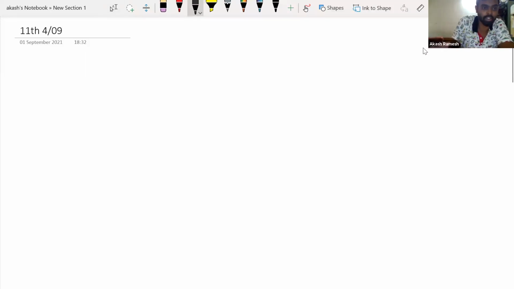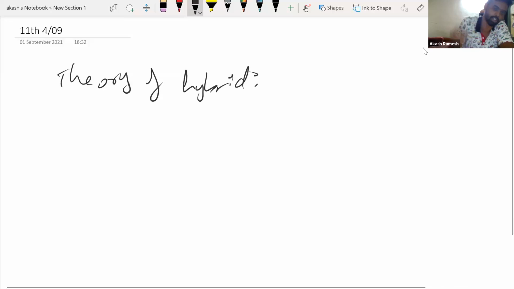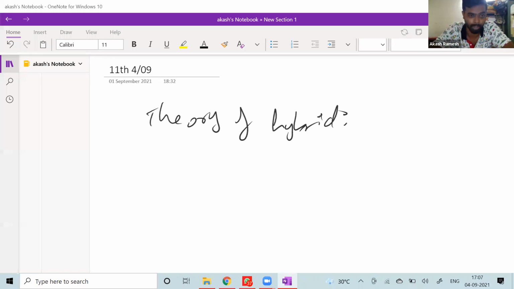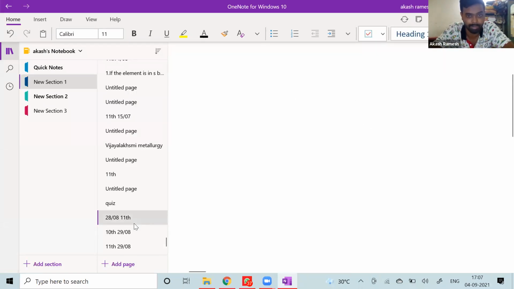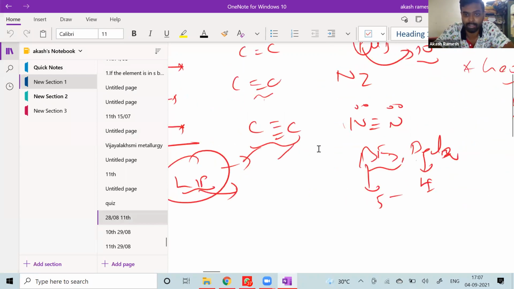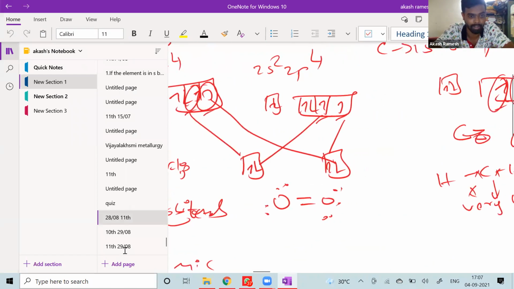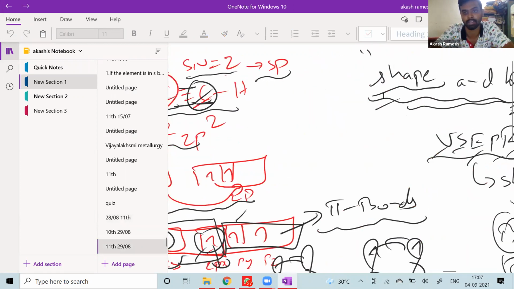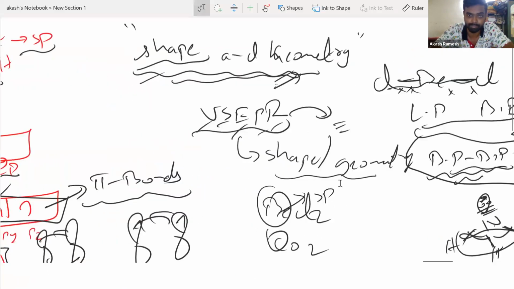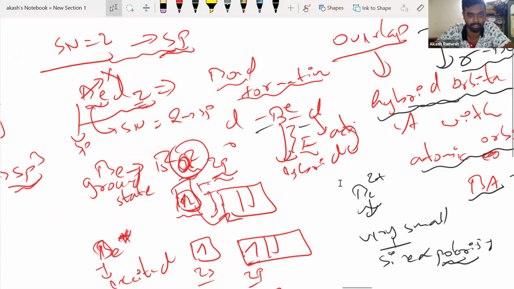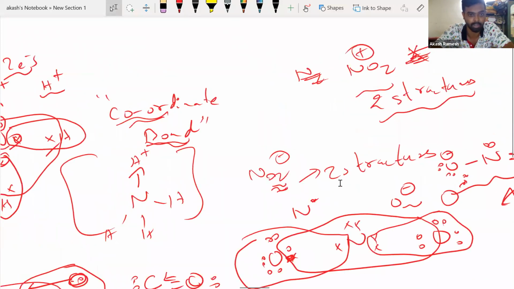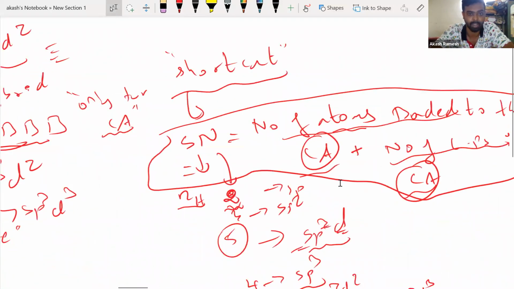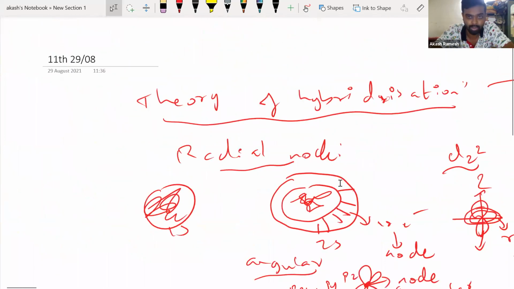So we have been looking into this theory of hybridization. Actually, what we'll do is we'll have a very quick recap of the previous class and then we'll come back here. Okay. Because we saw a lot of things last class, a lot of important things we saw. Okay, so someone's asked about the nodes, so it was that.